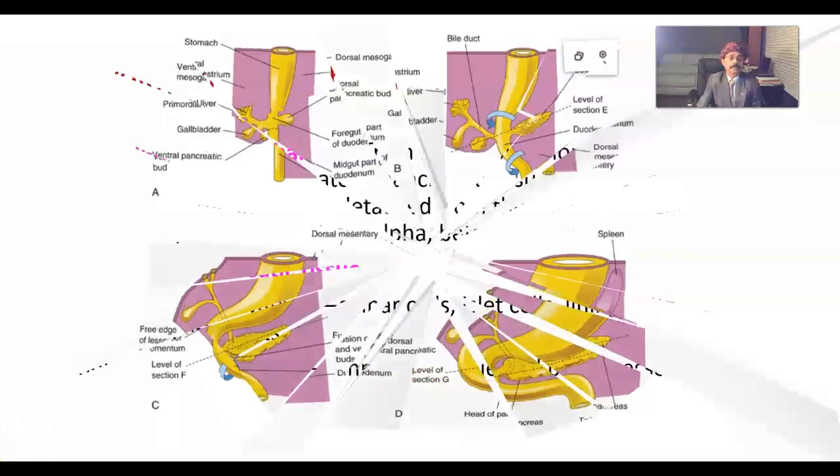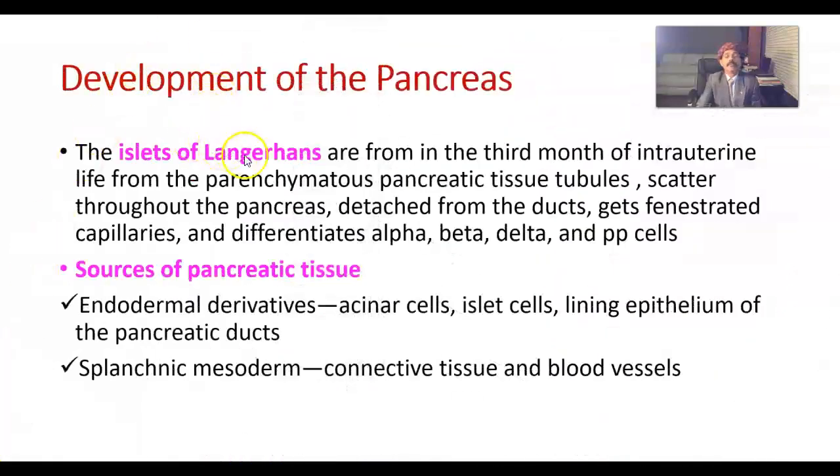The islets of Langerhans, which are the endocrine part of the pancreas, are formed in the 3rd month of intrauterine life from the parenchymatous pancreatic tissue. Tubules scatter throughout the pancreas, detach from the duct, get fenestrated capillaries, and differentiate into alpha, beta, delta, and PP cells. This differentiation is also regulated by multiple genes.